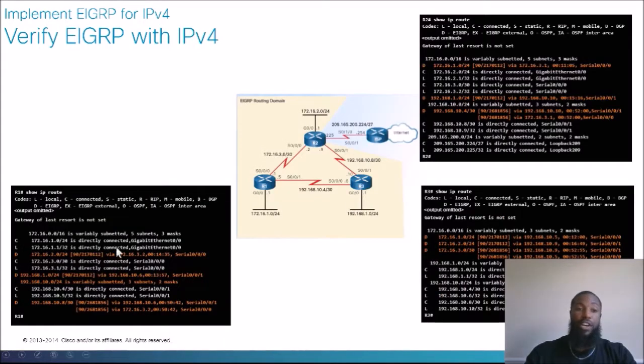Here's another verification we could use: show IP route. We are very familiar with that. That tells you the routes, AD, metric, and then the address we learned it from, how long we've learned it, and the interface we learned that route from.